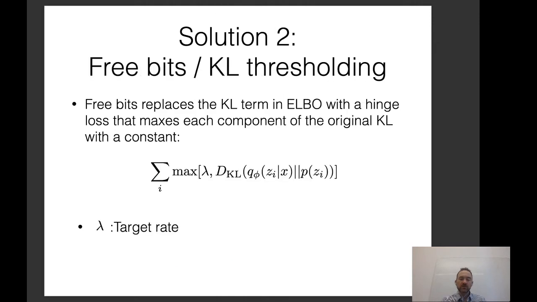There's also something called free bits or KL thresholding, where we set a fixed maximum to the size of the KL term. This can be viewed as getting a bit of information, not a bit, sorry, some information about the latent variable for free, which is why it's called free bits.